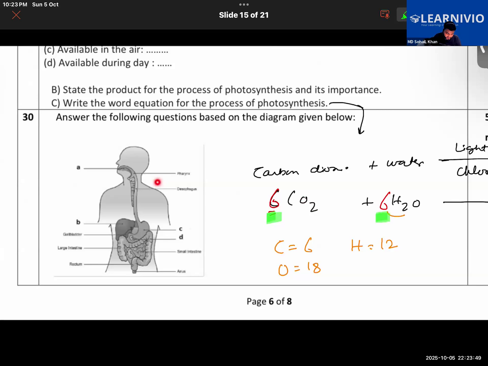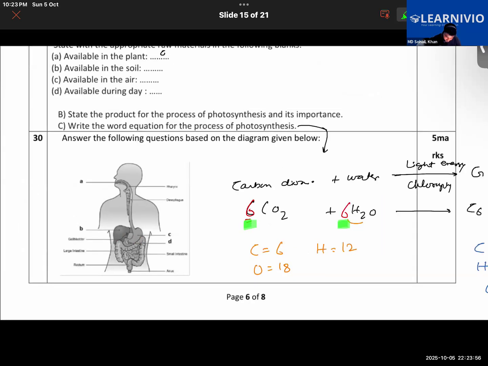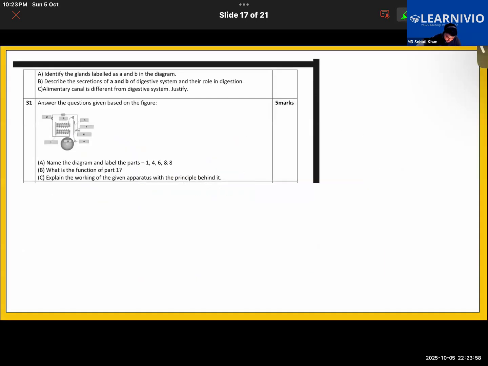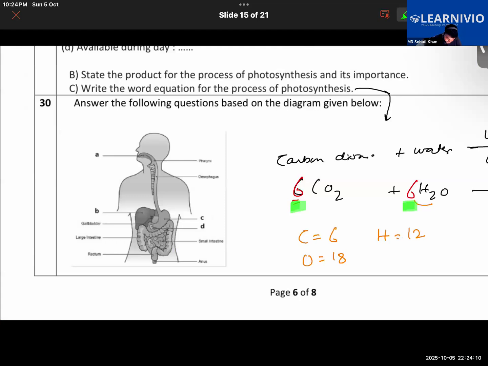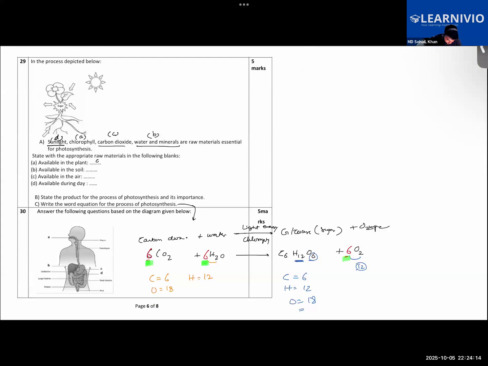Here's the pharynx, here's the esophagus. That's the liver. So we need to fill this. Identify the glands labeled as A and B in the diagram and describe the secretion of A and B of the digestive system and their role in digestion. So which gland is there? It was A and B, no?